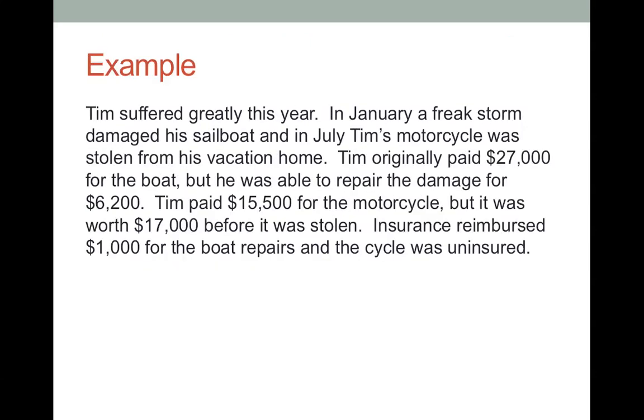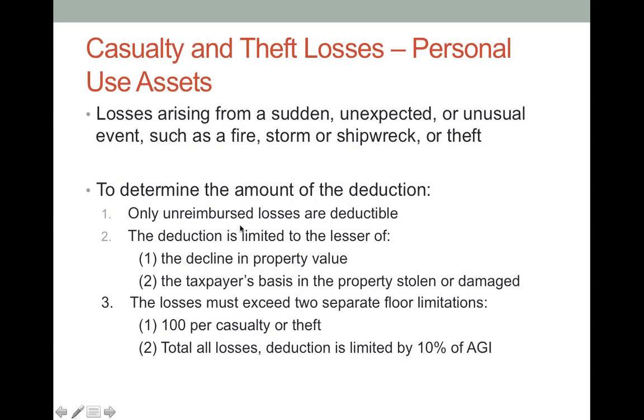So let's look at an example. We have Tim. He's had a bad year. In January, there was a freak storm and it damaged his sailboat, and in July, his motorcycle was stolen. Tim originally paid $27,000 for the boat. That would be his adjusted basis in the boat. But he was able to repair the damage to the boat for $6,200. So that $6,200 is going to be the decline in the property value.